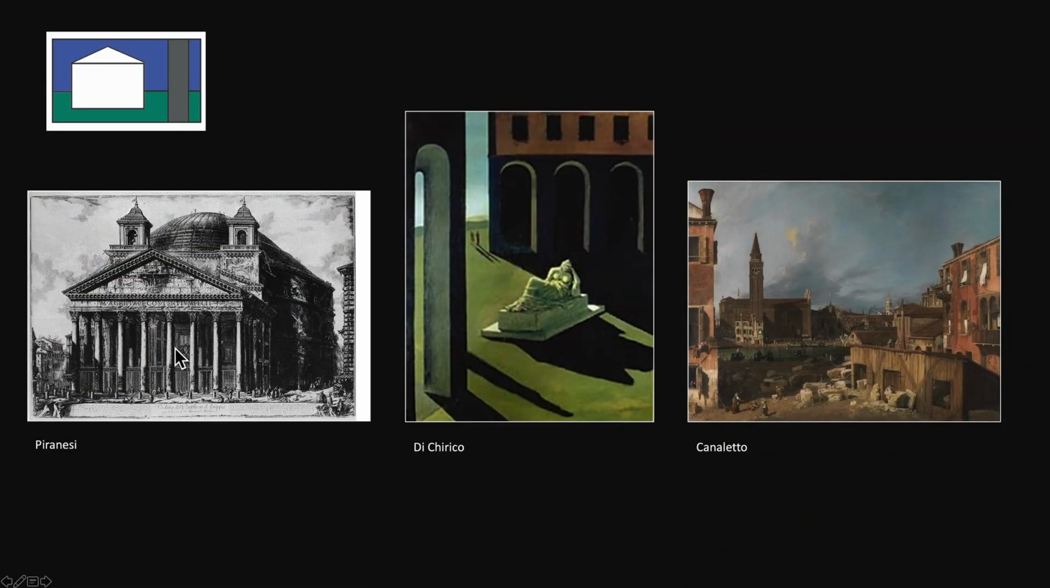Piranesi does it here with the Pantheon. Notice he's on axis. The middle of the Pantheon is over here. You see some of the buildings start to move this way, and here's his vertical here to hold your eye in. De Chirico, even with his exaggerated perspective, here's his building. He's on axis here. Here's the middle, and he's got this big vertical to hold you in. Same thing with Canaletto. Here's his main building way back here on axis. Here's the middle of the building. Here's a big vertical over here to hold your eye in.